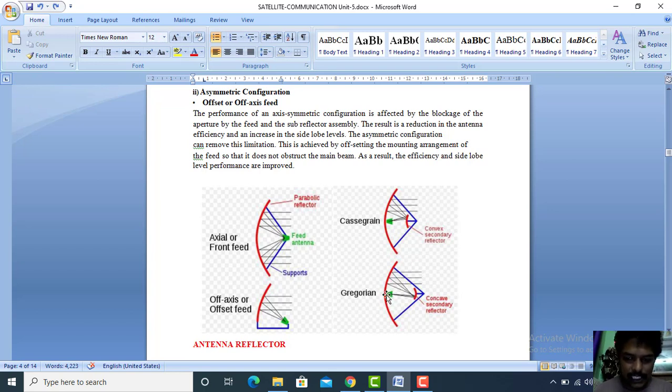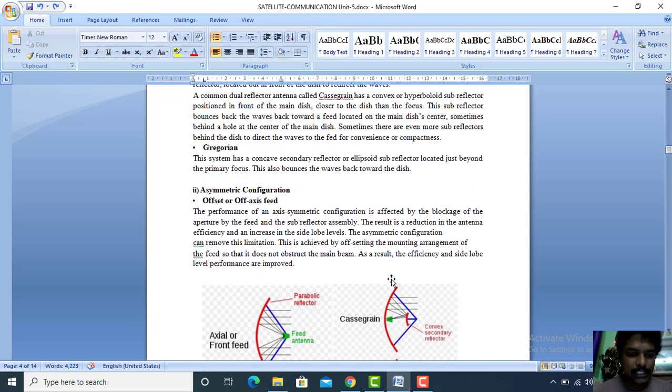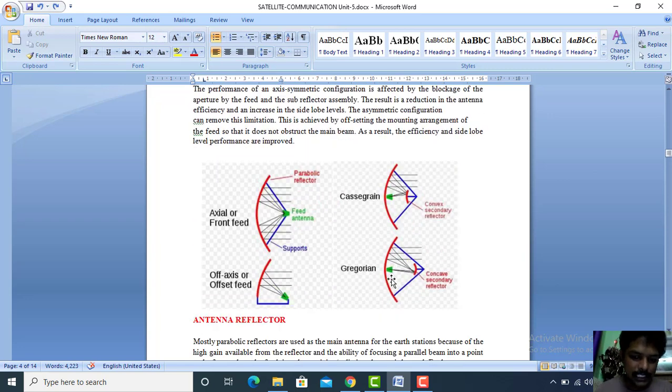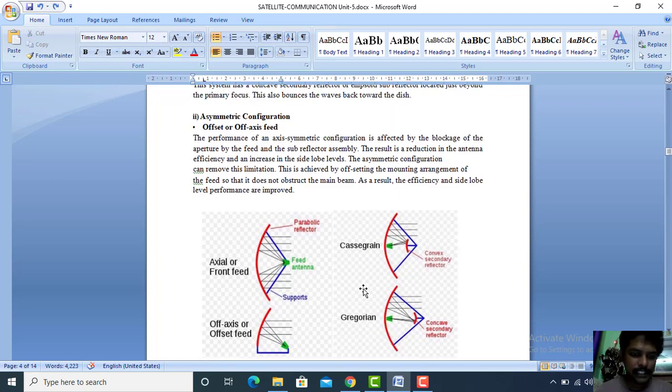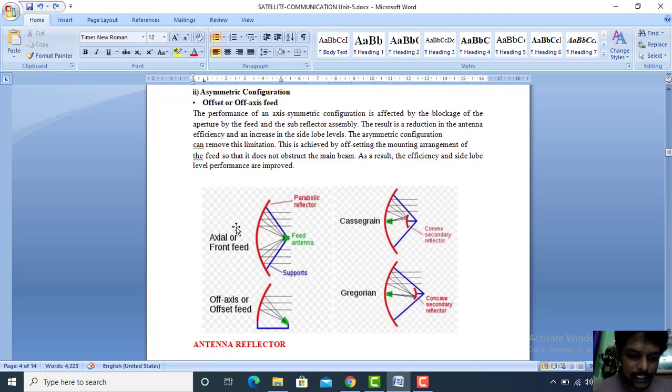So this is giving the signals in one direction towards the concave secondary reflector, from where they are propagated in all directions into space. So these bounce the waves back towards the dish. The dish is nothing but the reflector. The reflector is called a dish. So these are the three which come under your axis symmetric configuration.